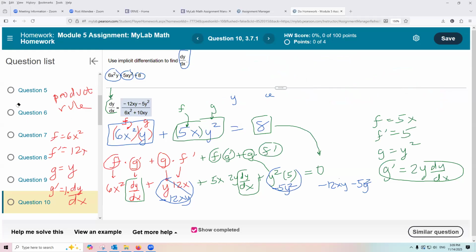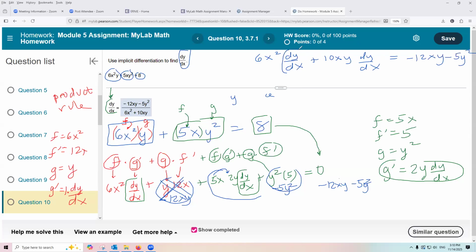We have 6x squared dy/dx. This expression got moved to the other side. We have 5 times 2 is 10, so I'll write it as 10xy dy/dx. And on the right side, we have negative 12xy minus 5y squared.